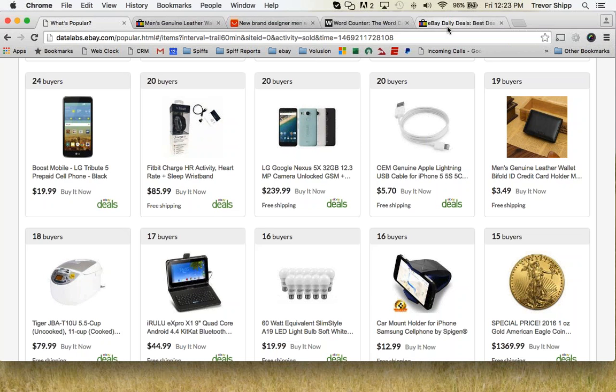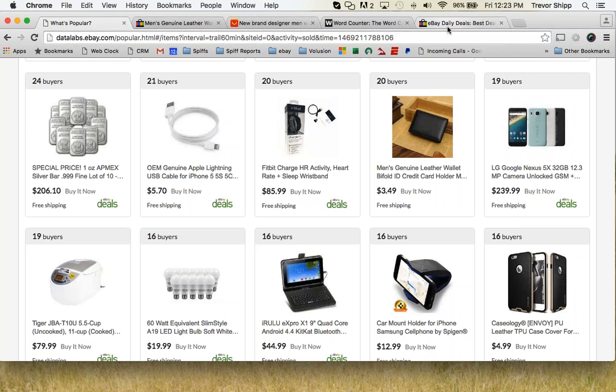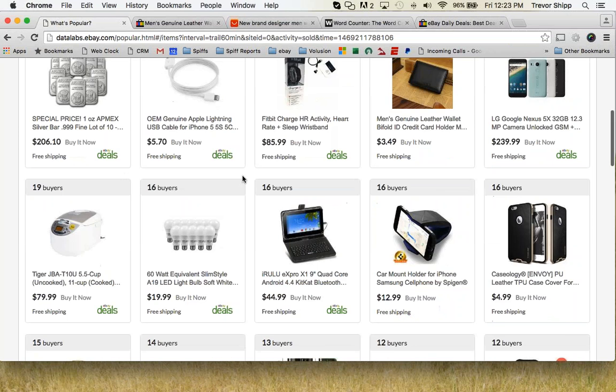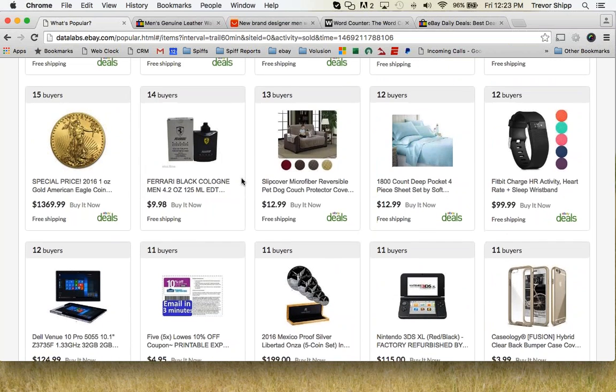So that's my thought process when I'm thinking about my own inventory and carrying inventory. I know a lot of you guys are just interested in drop shipping, and that's fine. But for those of you who are interested in carrying some inventory, that should be your thought process right there.